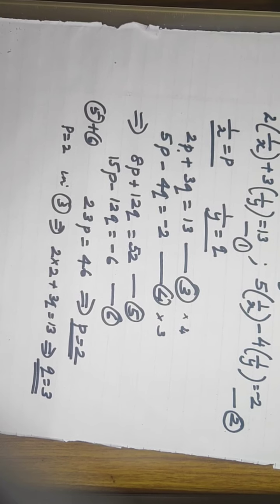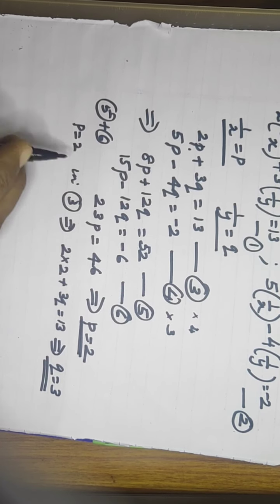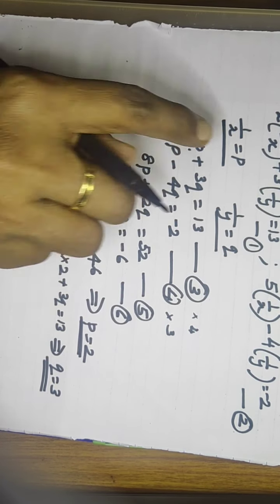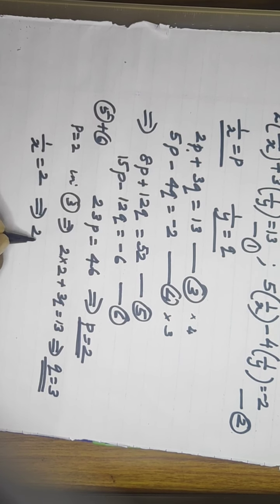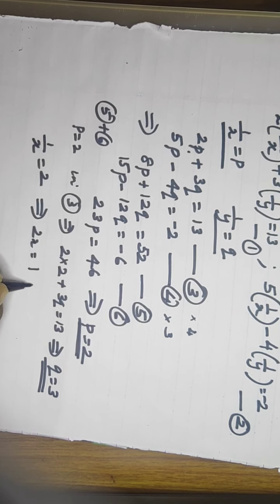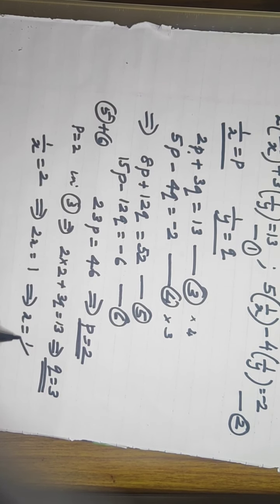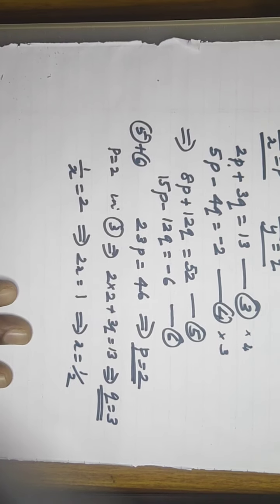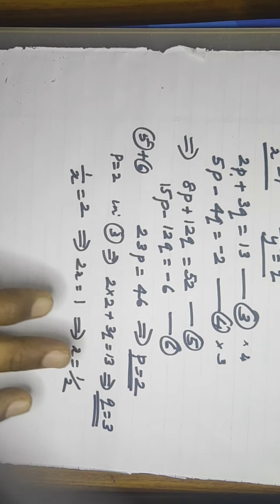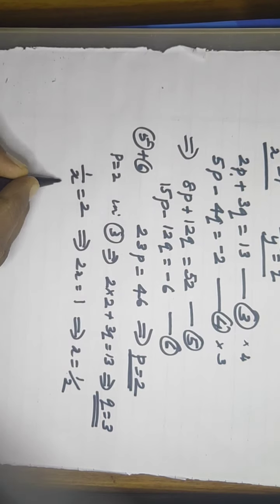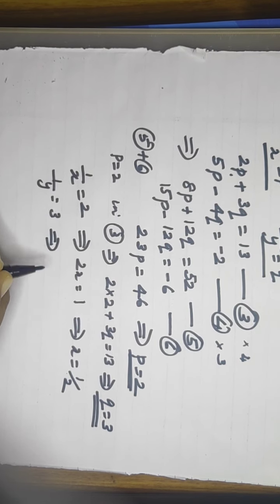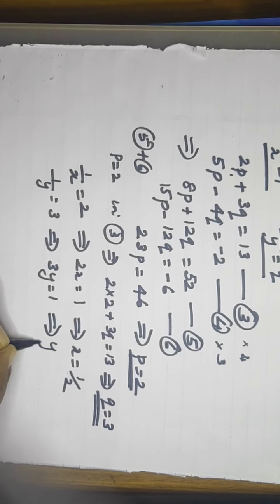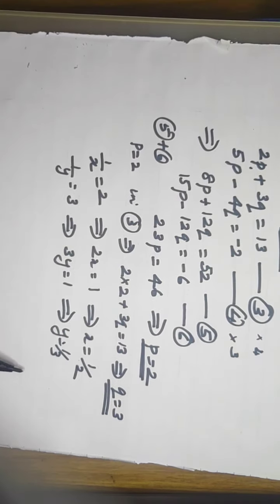So therefore substitute the value of this p and q. 1 by x is equal to p. What is p? 2. This implies 2x is equal to 1. That implies x is equal to 1 by 2. Okay, now substitute the value of q here. 1 by y is equal to 3. This implies 3y is equal to 1. That is y is equal to 1 by 3.